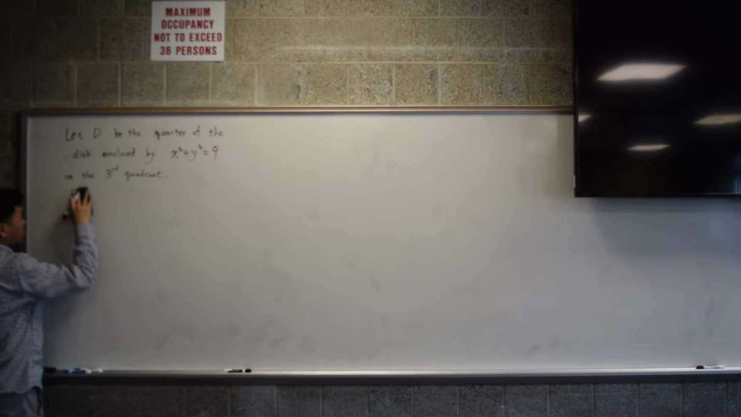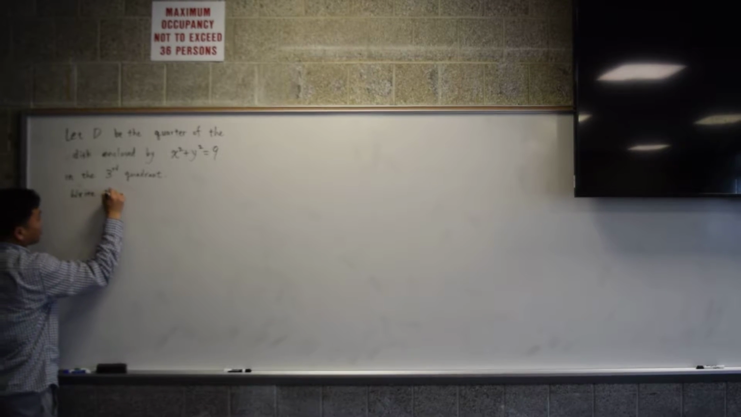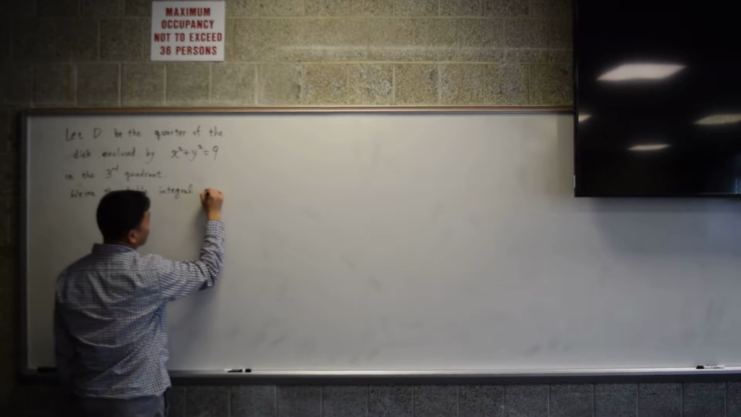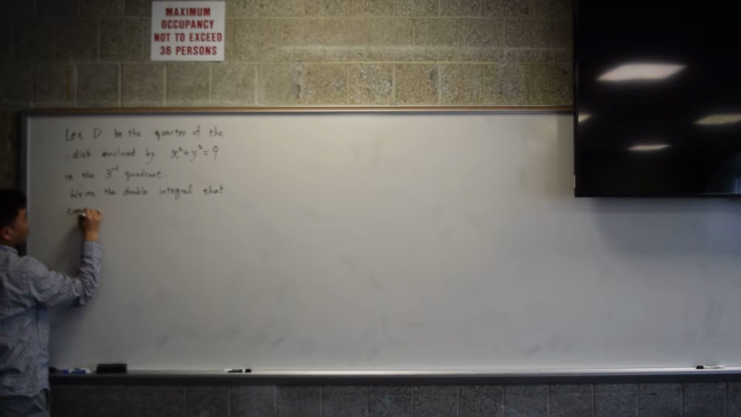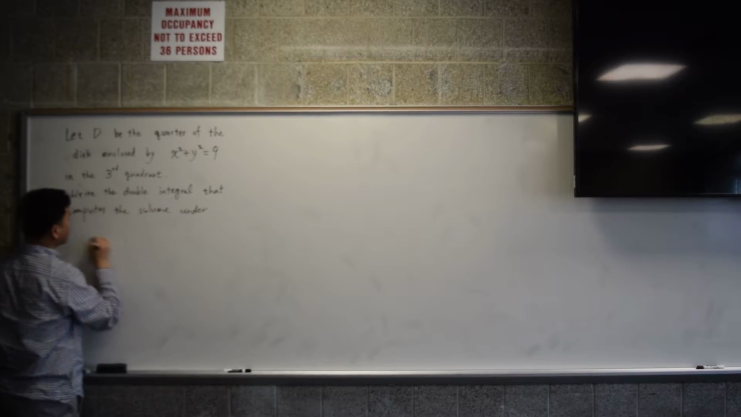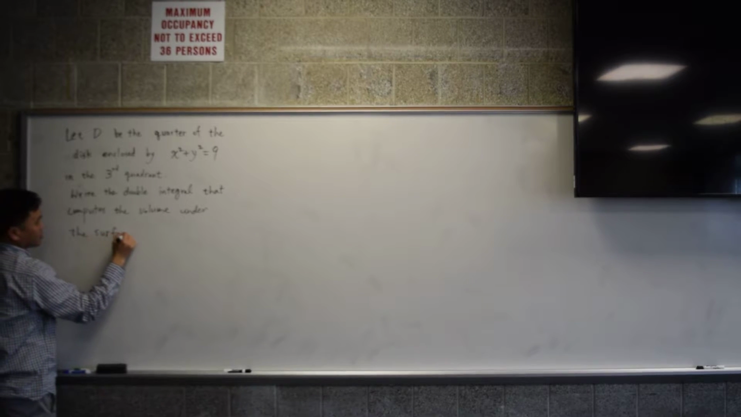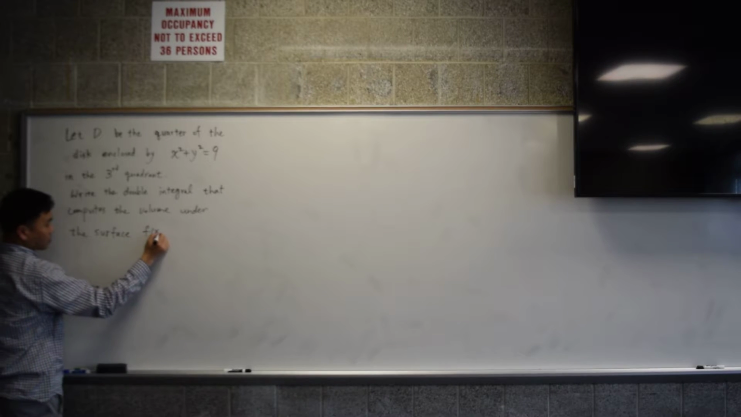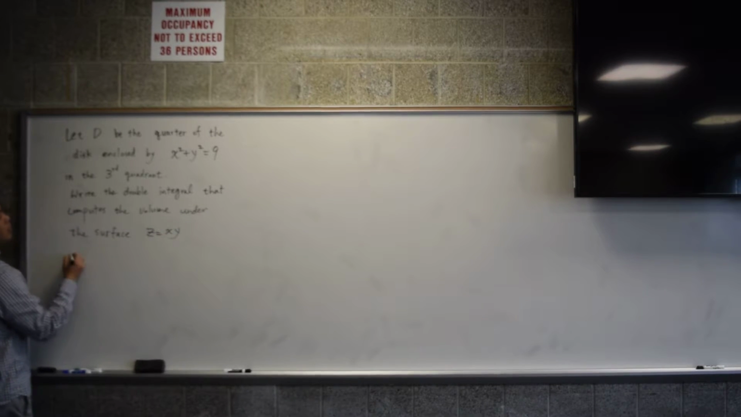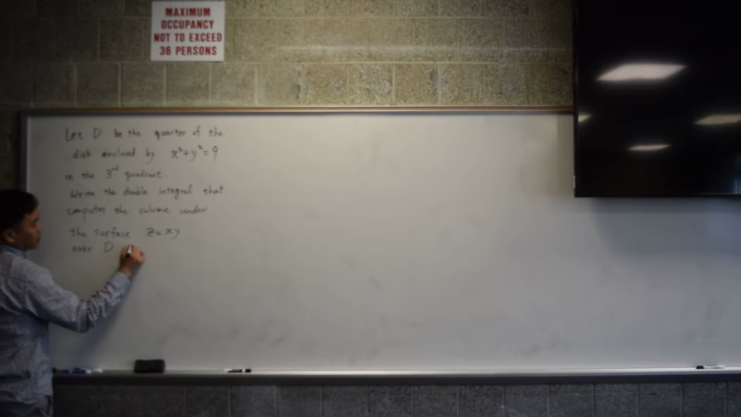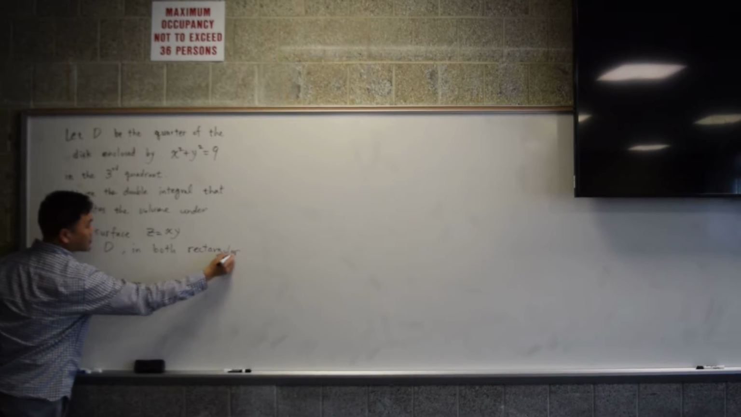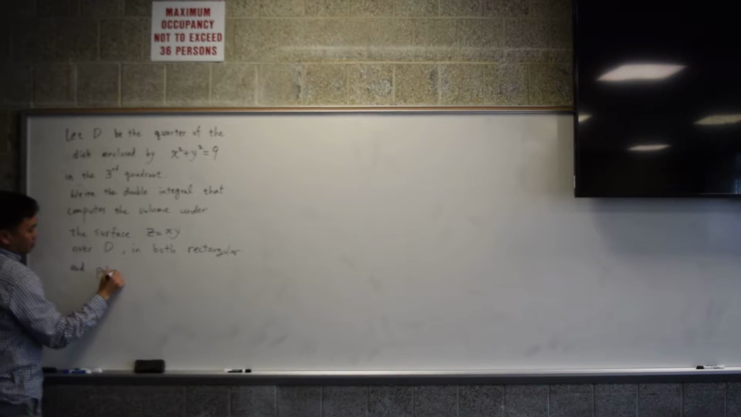Write the double integral that computes the volume under the surface f(x, y), let's just say z equals xy, over D in both rectangular and polar coordinates.